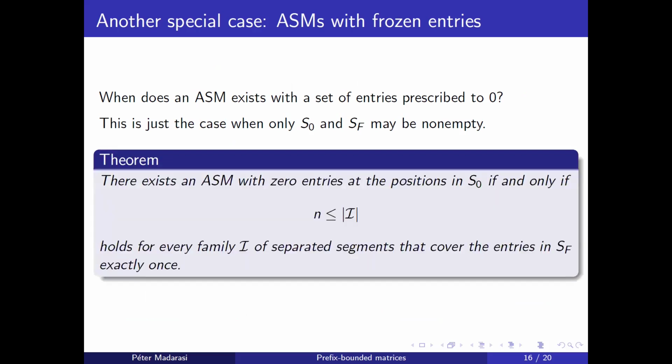And our characterization then simplifies to this: such an ASM exists if and only if for every family I of separated segments that covers the entries in the positions exactly once, the size of the set of segments is at least 1. This is the characterization.